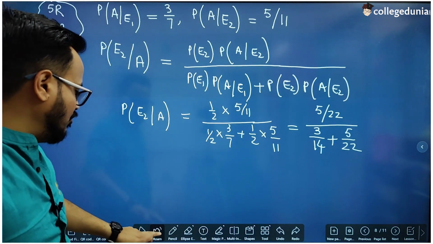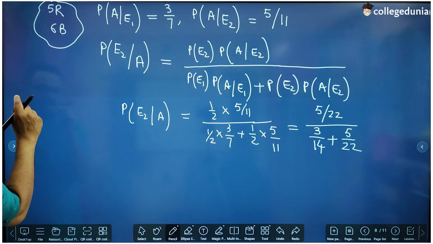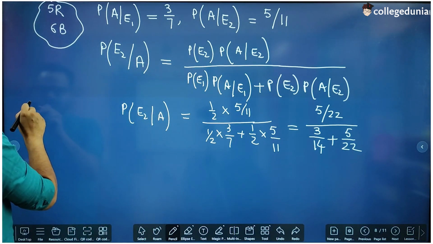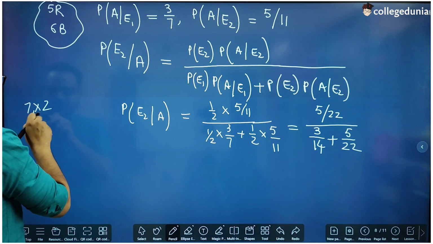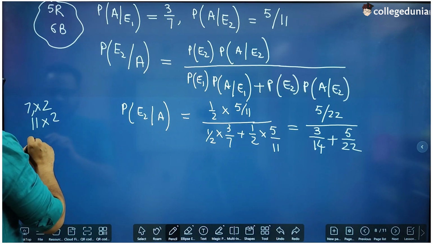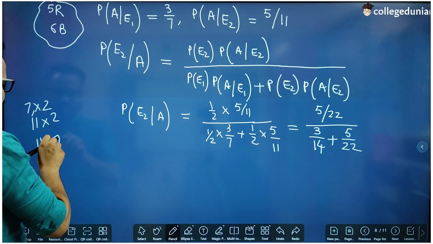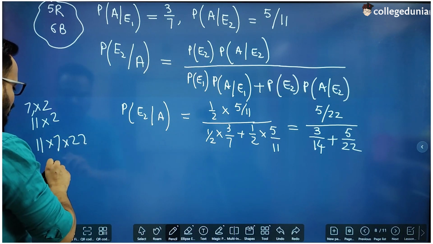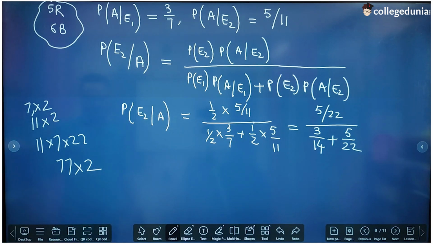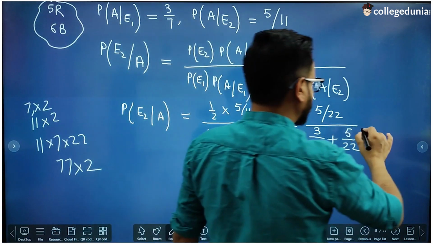What is the LCM of 22 and 14? 7 into 2, 11 into 2. So 11 into 7 into 2, 77 into 2, that is 154.